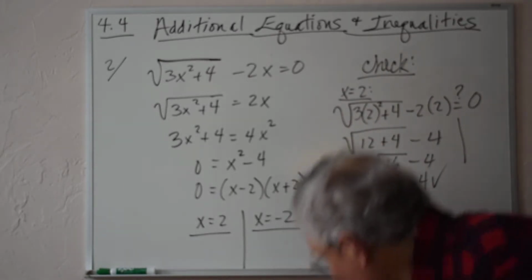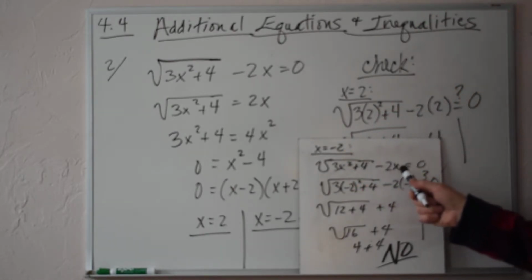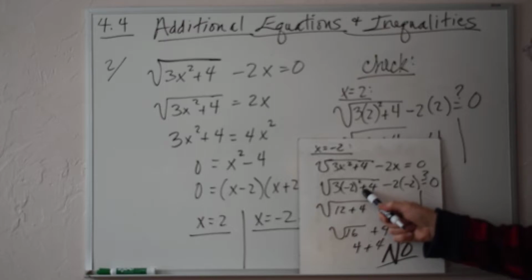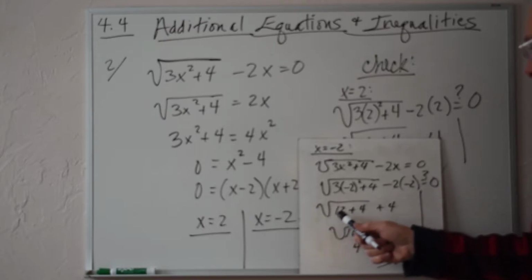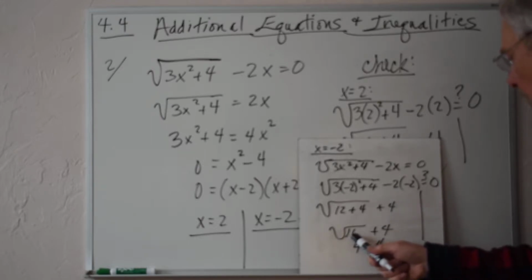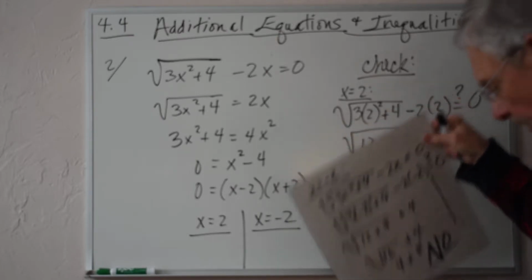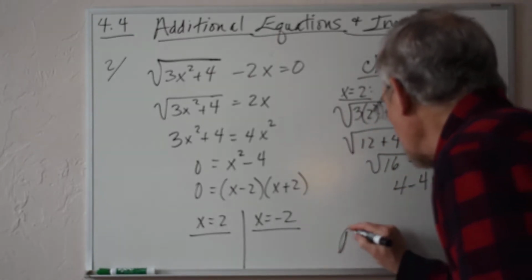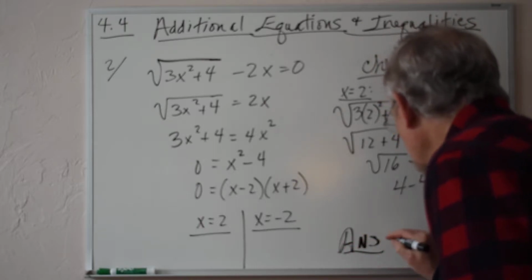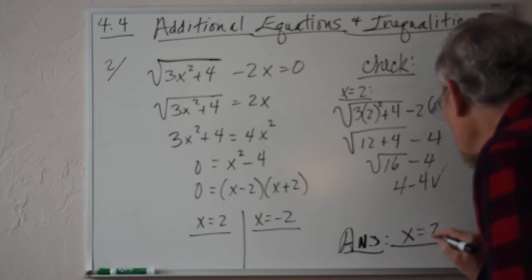Here's the other possible root. X equals negative 2. I plug that into the original equation. I get here. I get square root of 12 plus 4 gives me square root of 16 plus 4 gives me 4 plus 4, which is 8, which is not 0. So no, I reject this root. That was an extraneous root. So my answer is x equals 2.